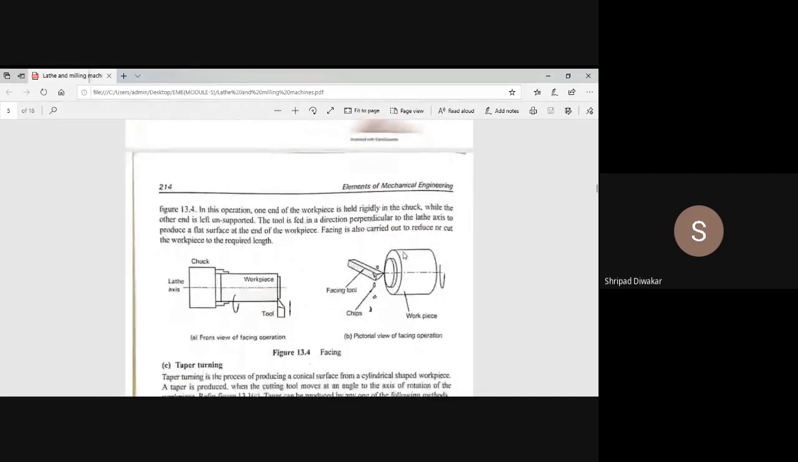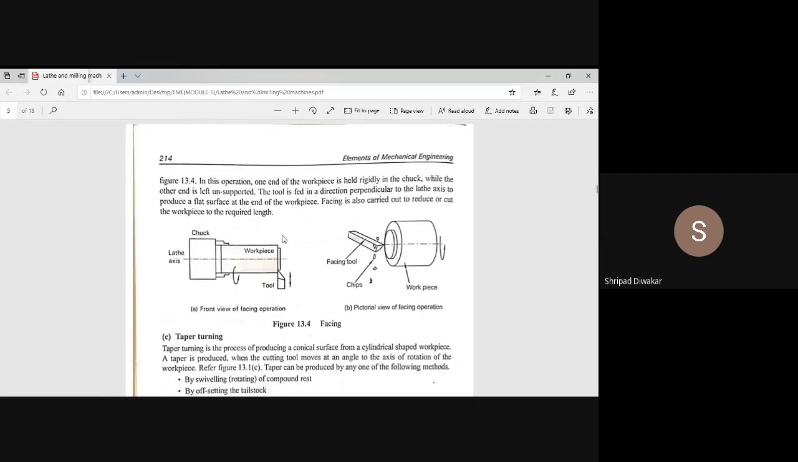Okay, so what you are seeing is the facing operation. This is the 2D diagram and this is the 3D diagram. Facing operation means we are going to reduce the length of the job. In order to reduce the length, the tool moves in a direction perpendicular to the axis of rotation. In cylindrical turning, the tool moves in a direction parallel to the axis, whereas in facing, the tool moves perpendicular to the workpiece axis or the lathe axis.